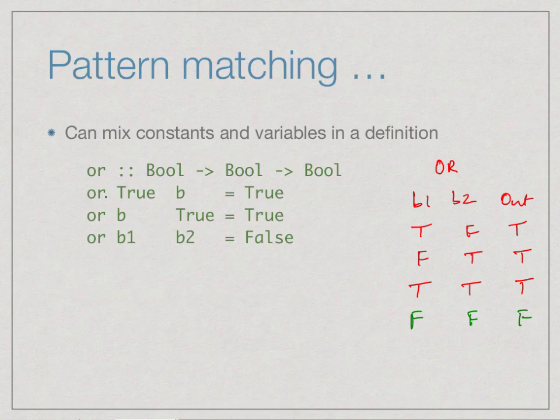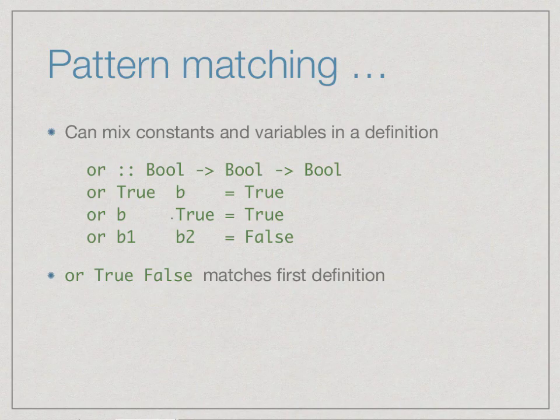So what I'm doing here is mixing constants and variables. It says if the first argument is definitely true, and whatever the second argument may be, the output is true. So I'm either in this case or in this case. Now if I have the second argument true, then whatever the first argument may be, the answer is true. So now I am in this case or in this case. And finally, if neither of these things holds, then the first argument is not true and the second argument is not true, so I must be in this case, and the output must be false.